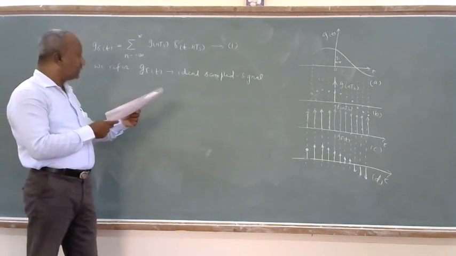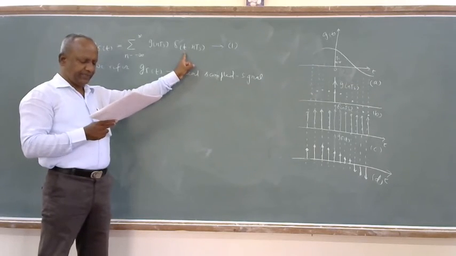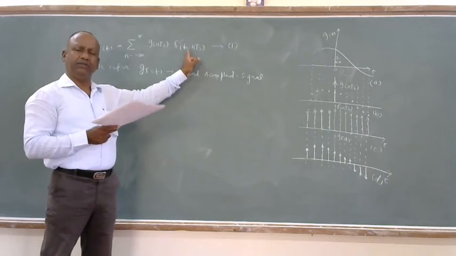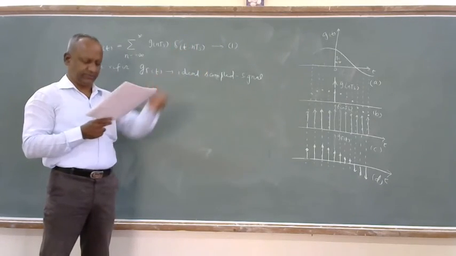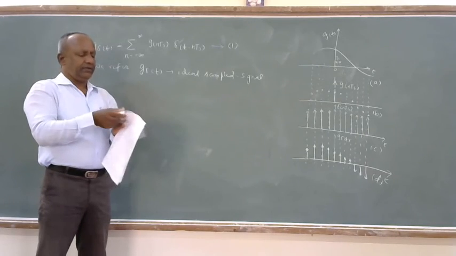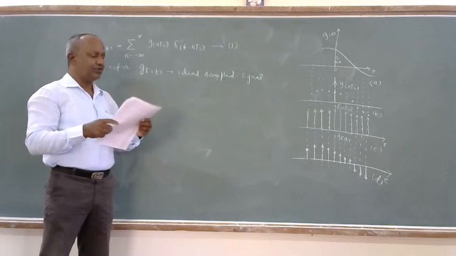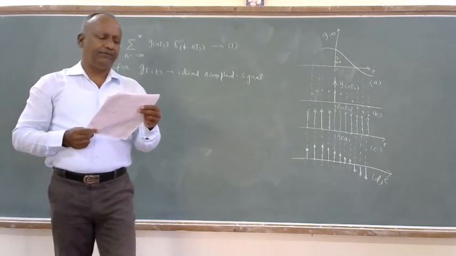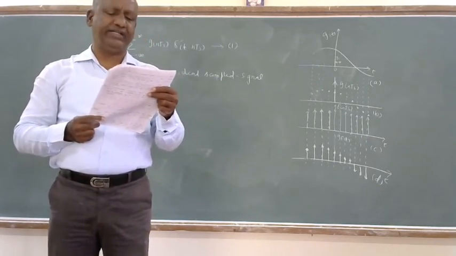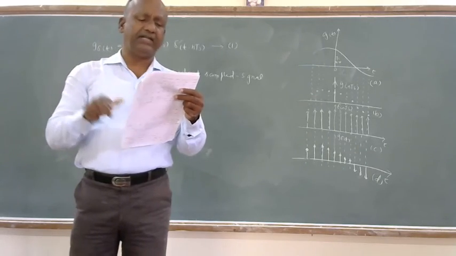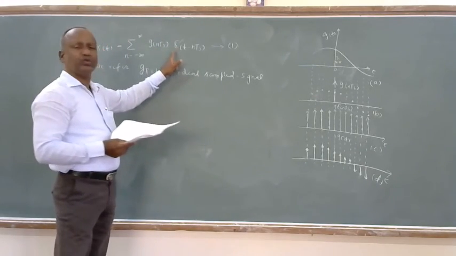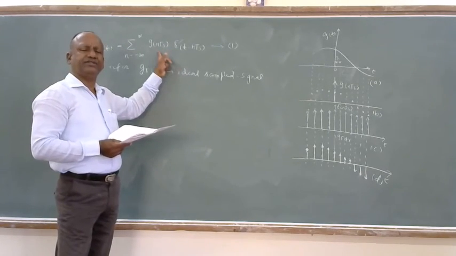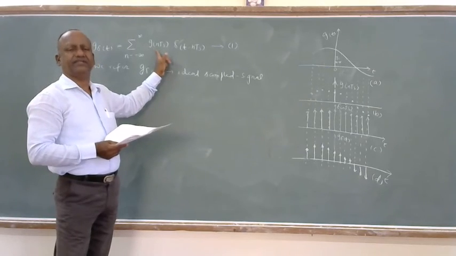The next is what? This delta of t is representing what? A delta function at t equals nTs, maybe 1Ts, 2Ts, 3Ts, and so on. From the definition of the delta function, we know that the idealized delta function has unit area. So the multiplying factor z of nTs, because it is equal to 1 always, finally gives this value itself.